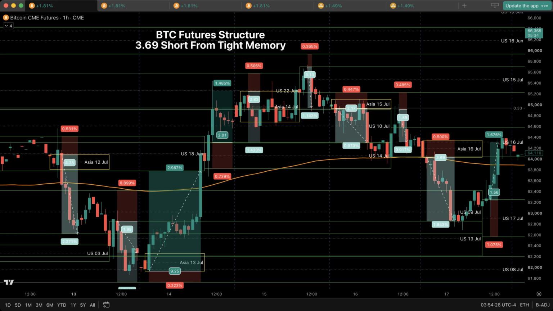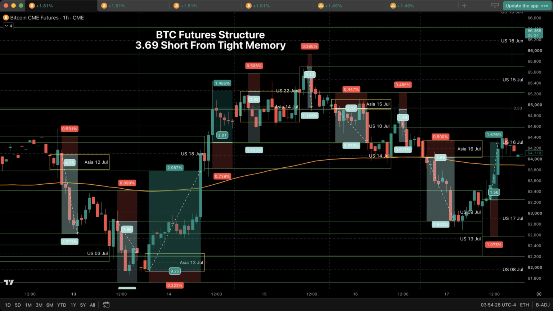After July 16th Asia session forms, price moves lower. It breaks below July 9th U.S. session upper boundary. That is the first old memory failure. Then price continues lower. It tries to test July 13th U.S. session upper boundary. The movement is not random. It moves from active compression into lower old U.S. memory.